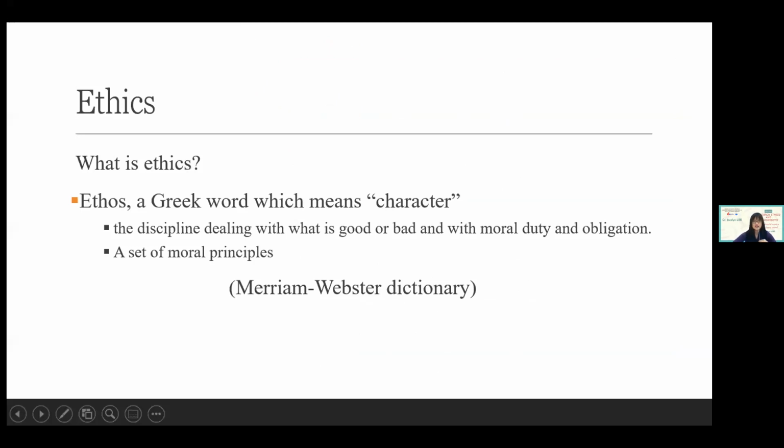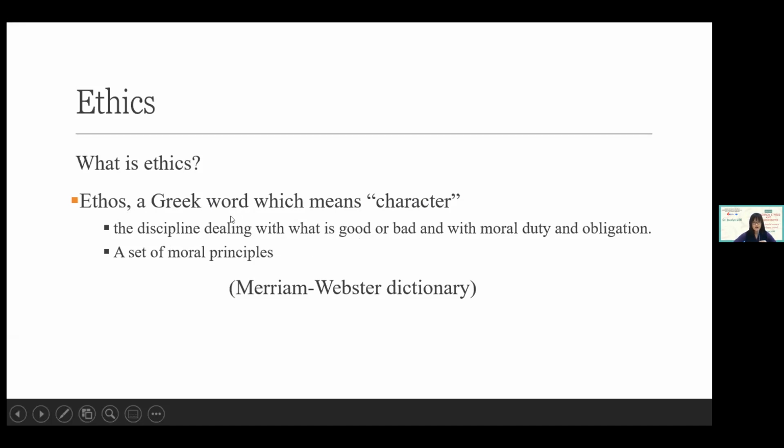Before we talk about research ethics, it is important to know what ethics is. The word ethics is derived from a Greek word, ethos, which means character. What does that mean? It is dealing with what is good or bad, with moral duty and obligation. In fact, it is a set of moral principles. This is a definition given by the Merriam-Webster dictionary.